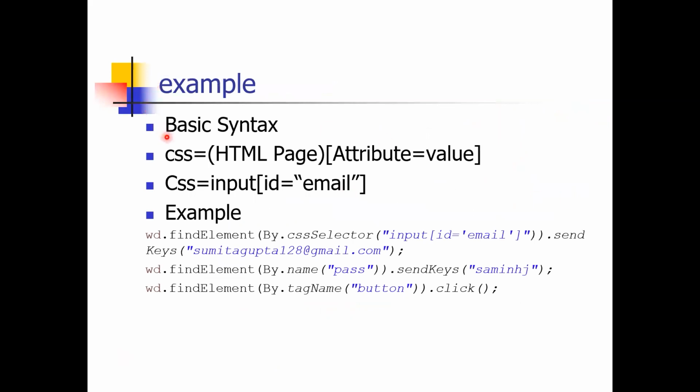CSS equals HTML tag, then attribute equals value. HTML tag means the element on which you are working. Suppose you are working on an input field, so the tag name is input. Attribute I'm taking is ID, equals value email. So here, the same example of Facebook.com. We will find the element of the email ID by CSS selector. Okay, so let's start now.